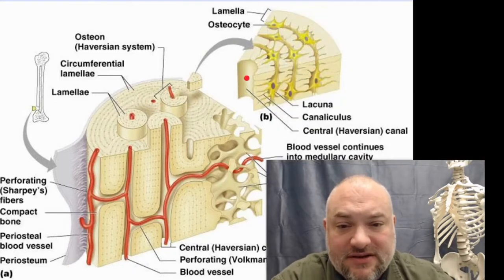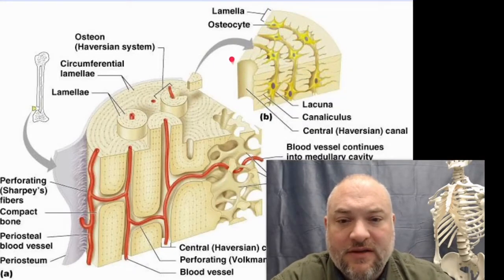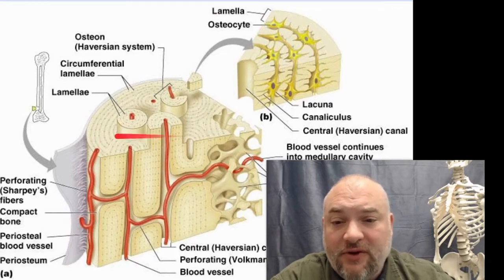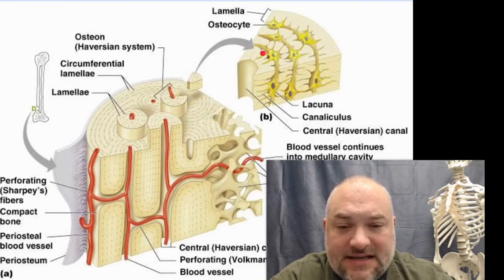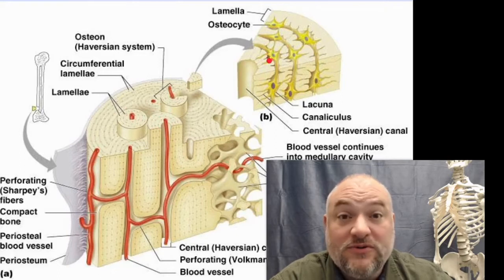But we can see we have these. Here's where the central canal is, the Haversian canal. Then we've got one lamella, another lamella here and here. Those are the different layers of the bone that form that characteristic pattern. And within that, we can see these little caves, little dark spots over here, where the bone cells sit.